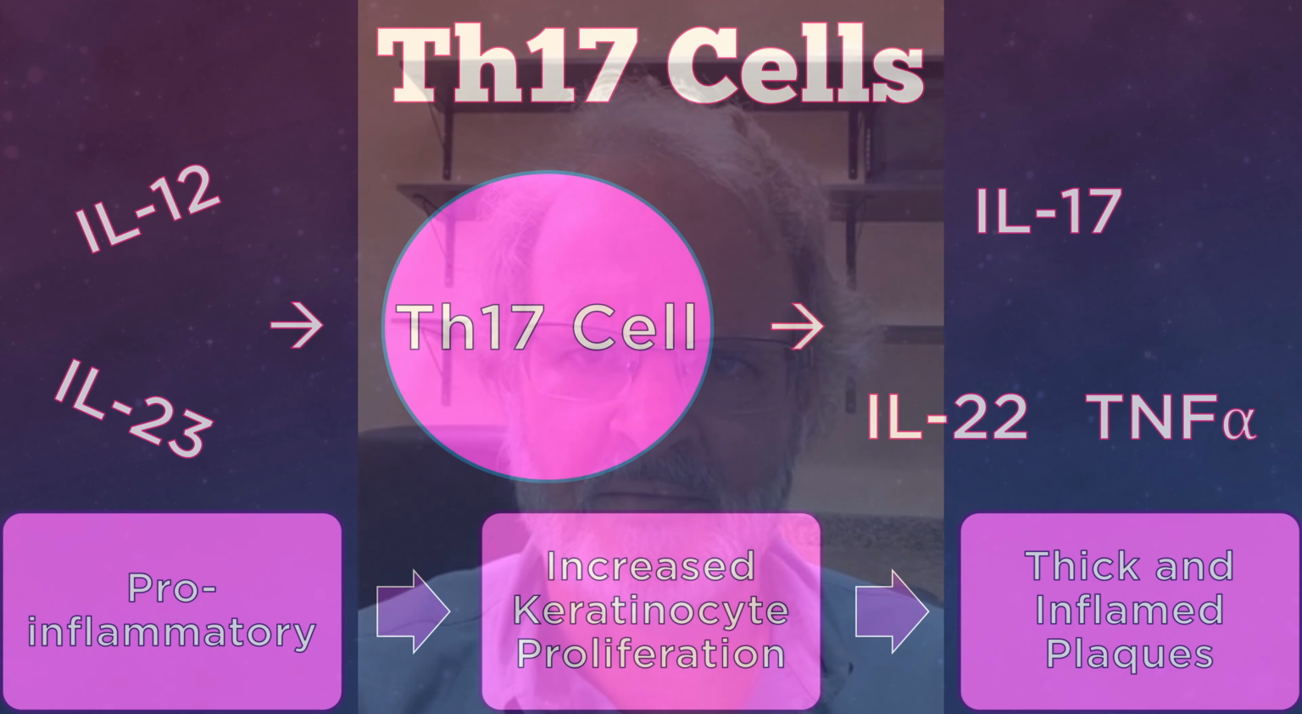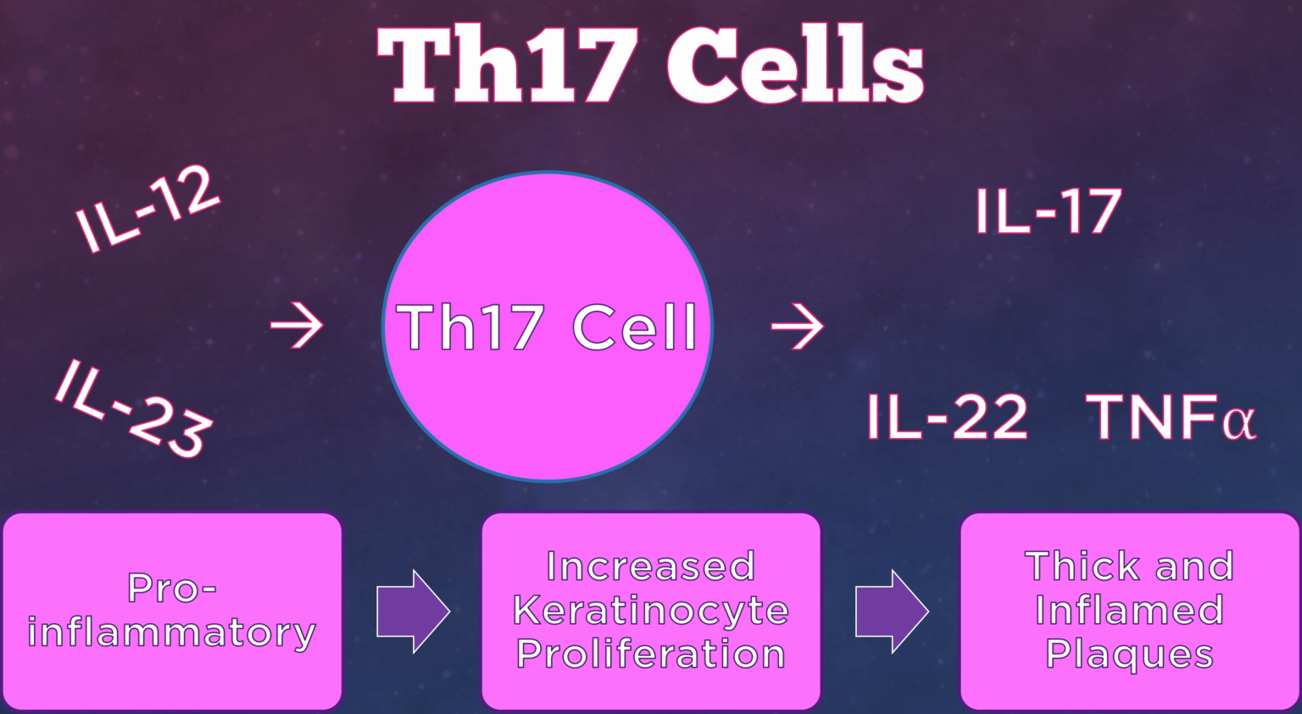All right, Peter Pan. How about 3 IL-17 inhibitors? Remember that IL-17 is the cytokine made by the Th17 cells that leads to inflammation and increased keratinocyte proliferation.